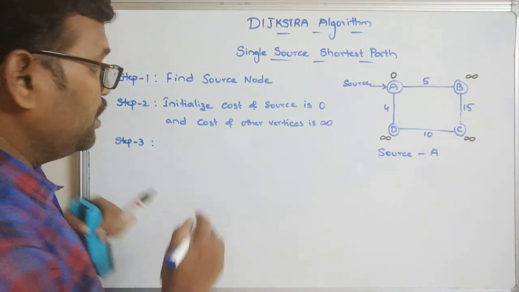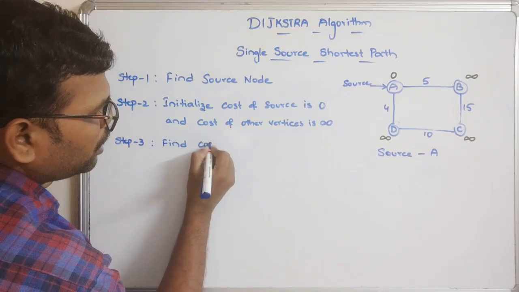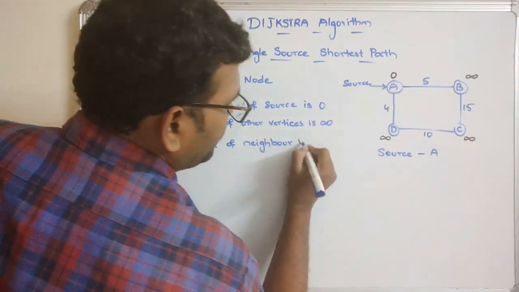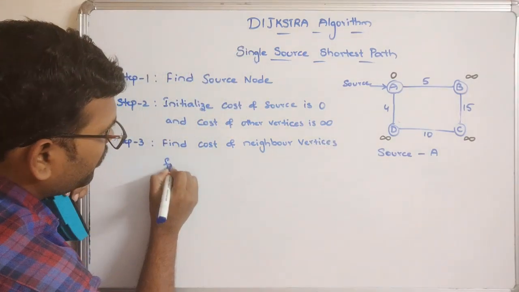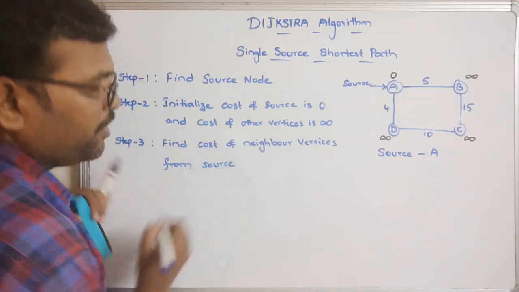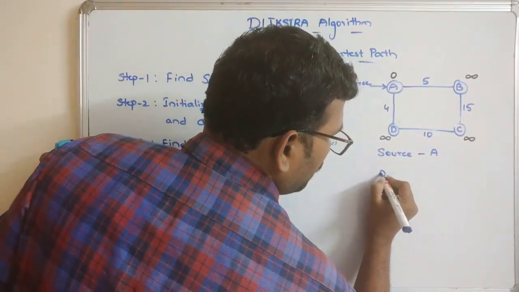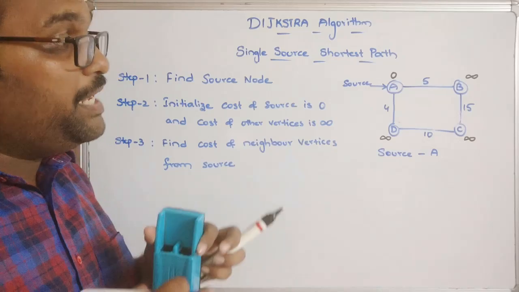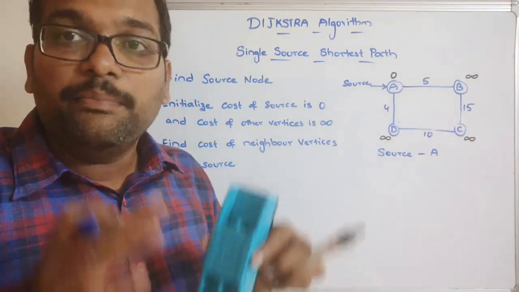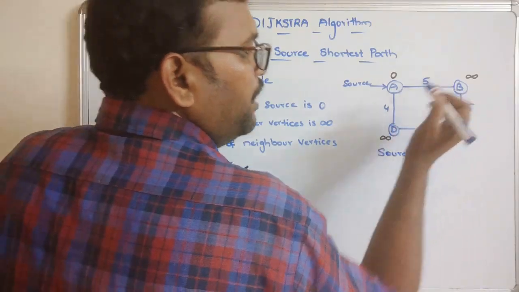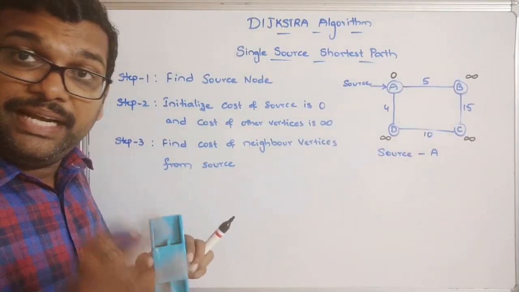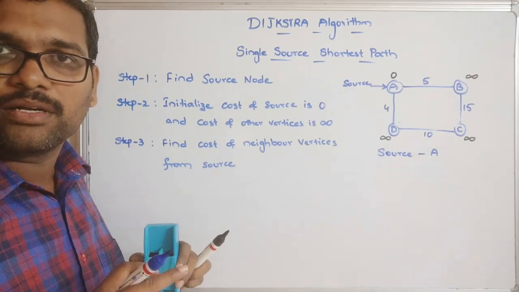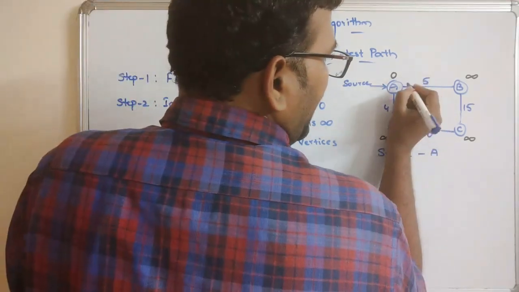So next, step 3. Okay, so find cost of neighbor vertices from source. So what are the neighbor vertices? So B and D. So how can we say that B and D are the neighbors, and why not C? Because there is a connectivity between A and B and A and D. Okay, so if it is a directed graph, consider the outgoing arrow marks, not the incoming arrow marks. Outgoing arrow marks.